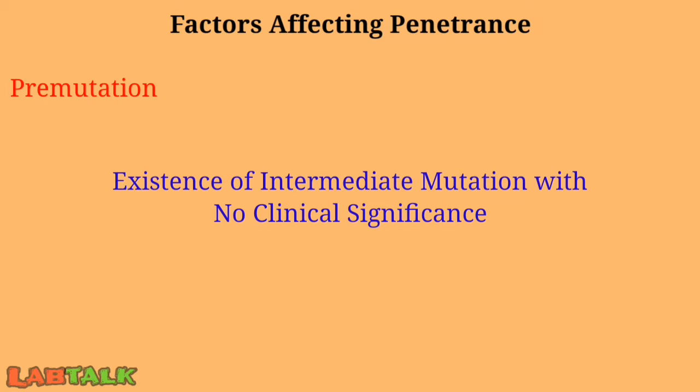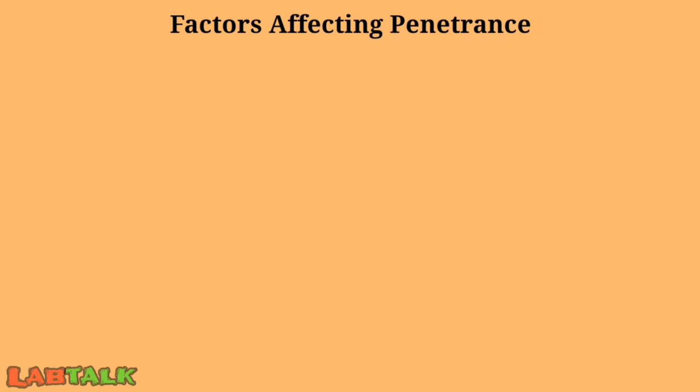The next factor which affects penetrance is sex limitation. For some mutations, the clinical symptoms are present only in one sex. Sex limitation is often seen in disorders in which the expression of the disease is limited to organs found in only one of the sexes, such as testes and ovaries.